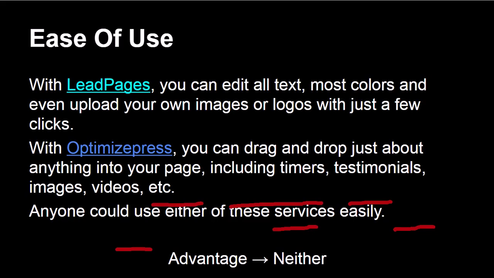With Optimizepress, you've got drag and drop. You have over 50 different elements you can drag and drop within your page, so you have to figure out how you want to do it, how many columns you want to have on the page, where you want to color each thing. It can be very overwhelming, especially if you're not looking at some sort of example of how to model your page after.